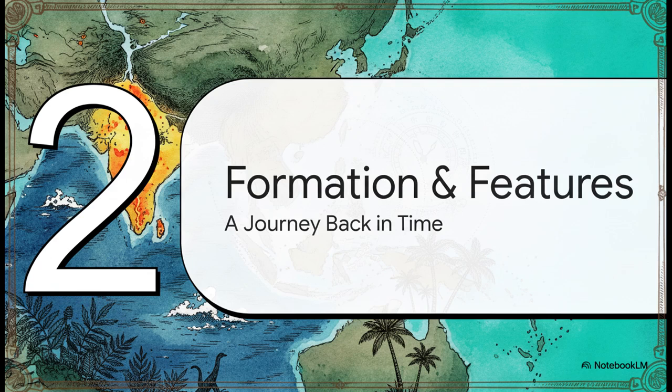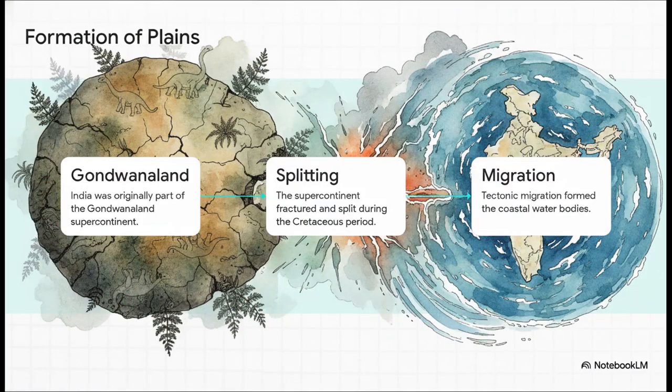To truly understand what we're looking at today, हमें थोड़ा history में जाना पड़ेगा, exactly 140 million years back in time, to be precise. कहानी शुरू होती है यहाँ से. Step 1. The Indian subcontinent wasn't always where it is today, right? It was originally part of a massive supercontinent called Gondwanaland. Step 2. During the Cretaceous period, this supercontinent fractured and split apart. By the way, Gondwanaland and Cretaceous period are major exam keywords, so note them down.